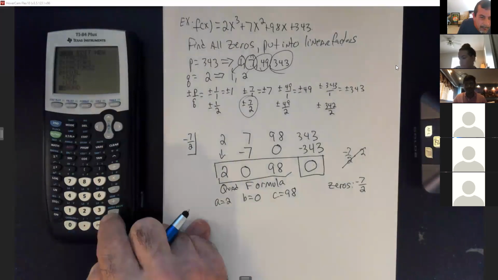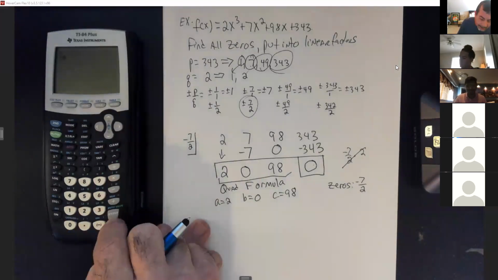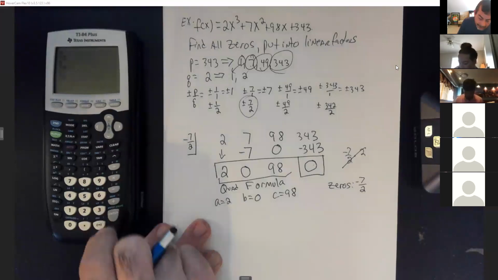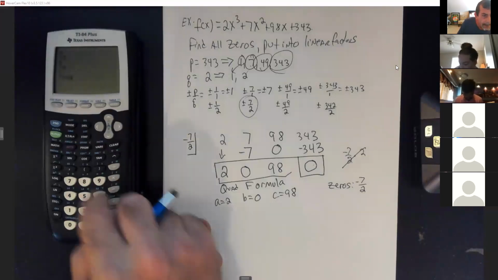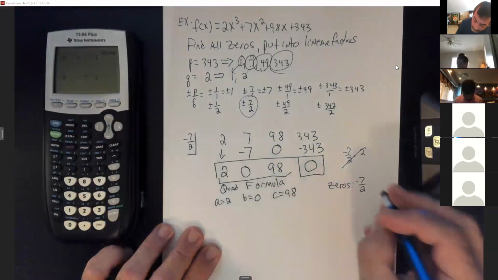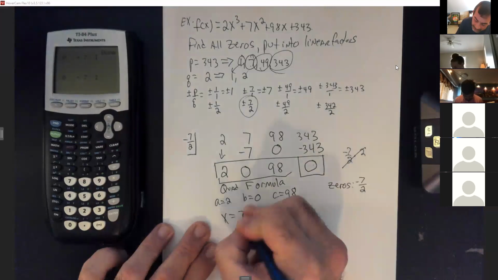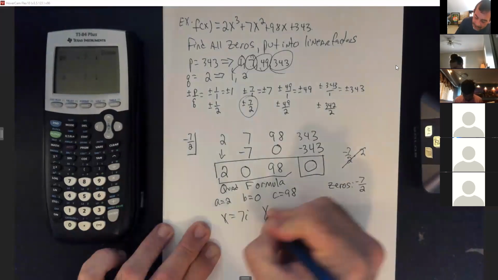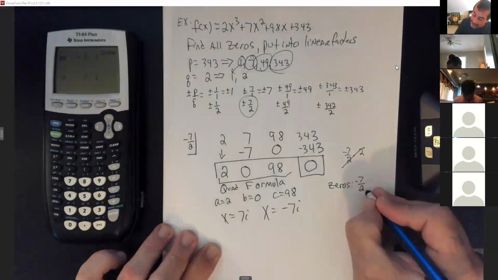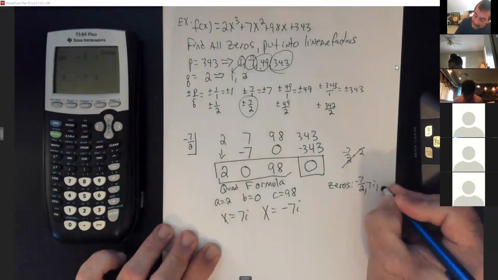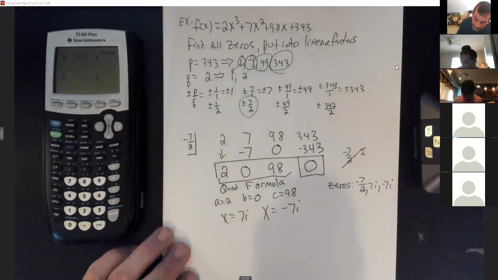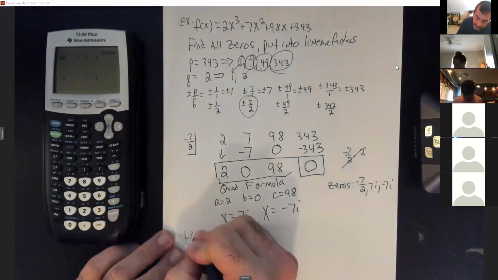All right, so let me quad that. Let's see, we got a 2, a 0, and a 98. And that's +7i, -7i. So I'm just going to write that as x equals 7i, x equals -7i. So your 3 zeros are -7/2, 7i, -7i. But remember at the end, they want me to write these as linear factors.